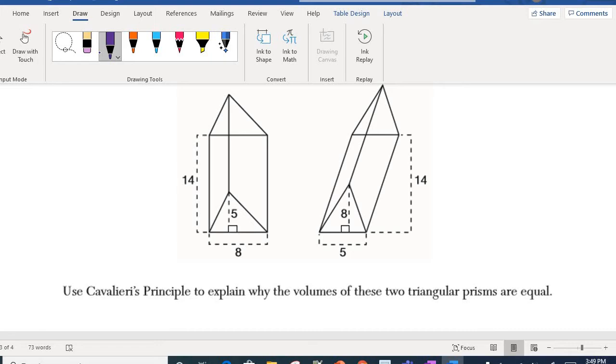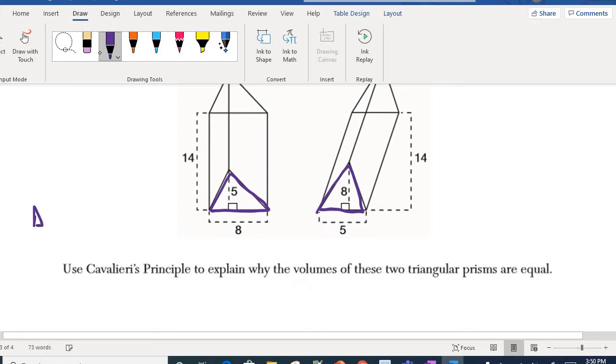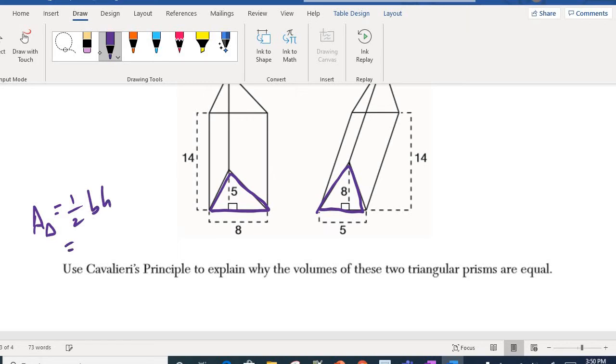So I think what they're trying to get at here is what is the base shape, and that's a triangle, okay? That triangle I'll show in purple in both of these. And I think the objective here is that the area of a triangle is 1/2 base times height. And in figure 1, what is the base of that triangle? The base is 8, and the height is 5. So 8 times 5 is 40, half of that is 20.